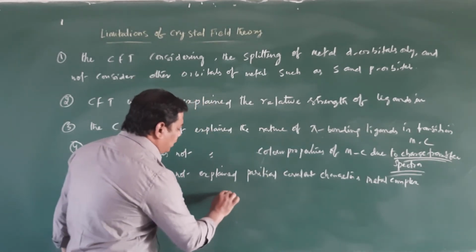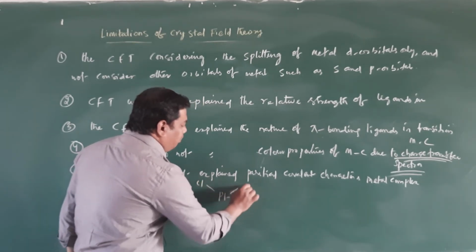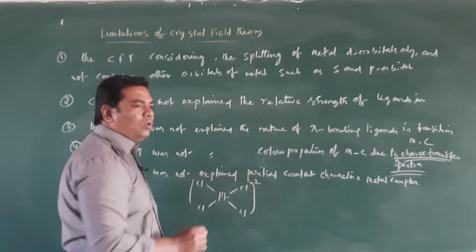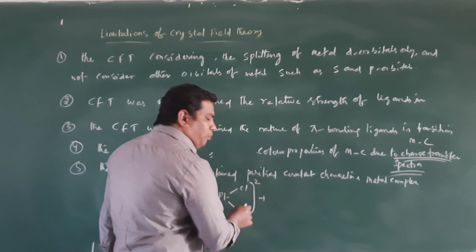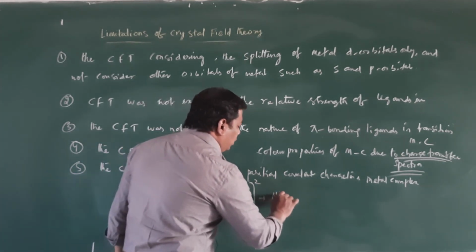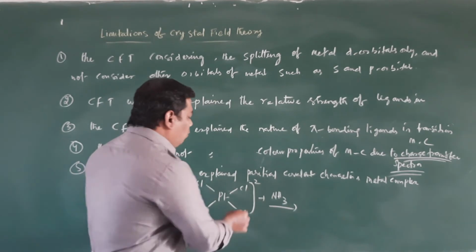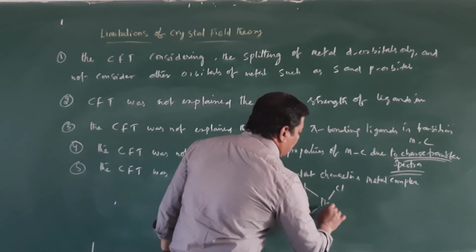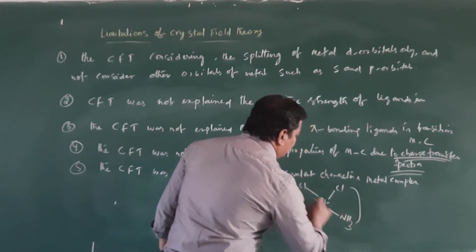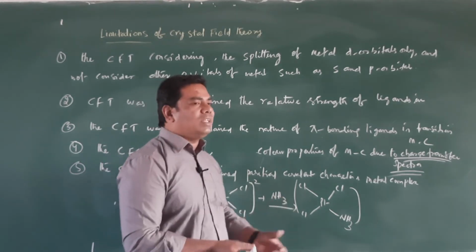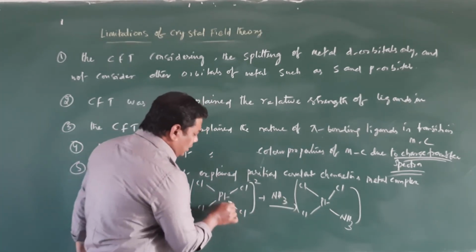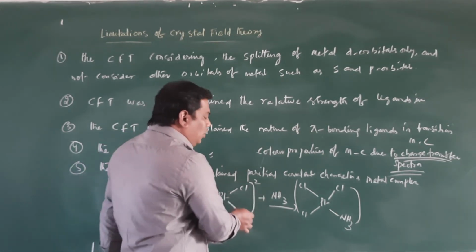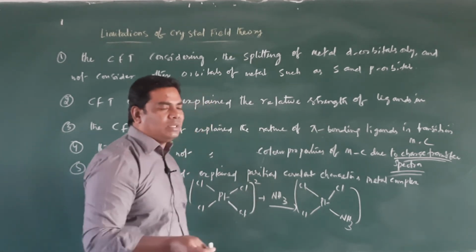For example, I will take the square planar complex PtCl4 to the power of minus 2, tetrachloroplatinate(II). This square planar complex undergoes a nucleophilic substitution reaction, where one of the chlorine atoms is replaced by an amine molecule. This substitution takes place. It is a nucleophilic substitution reaction, because one nucleophile is substituted by another nucleophile.